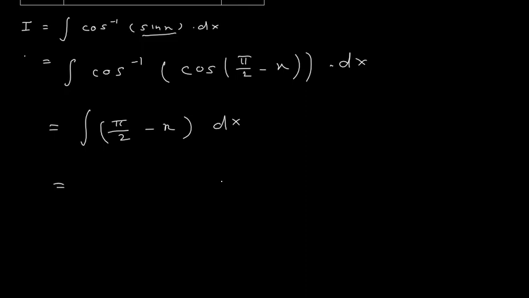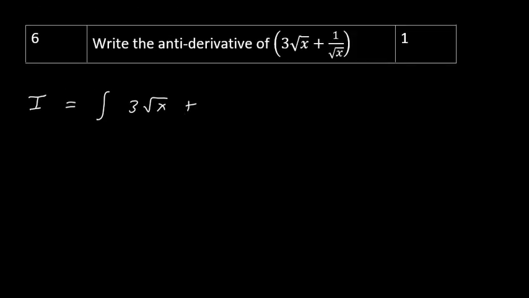So this is integration of pi by 2, which is pi by 2 x, minus integration of x, which is x square divided by 2, plus c. So this is the integration of I. Now next question, we have I equals integration of 3 root x plus 1 upon root x into dx.